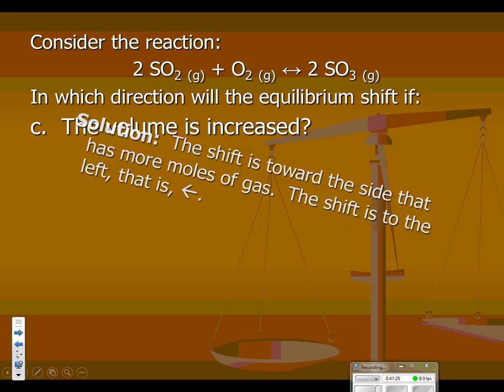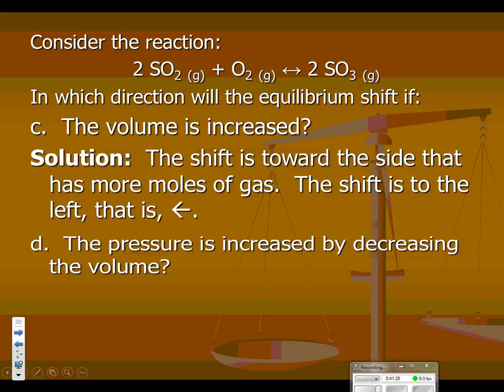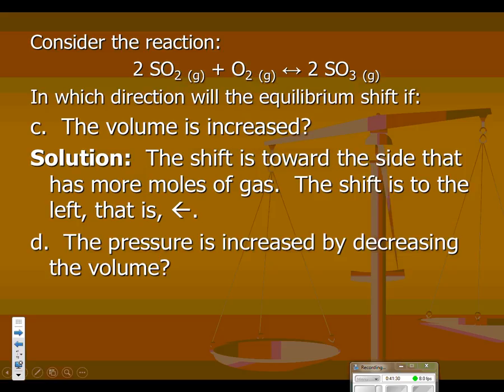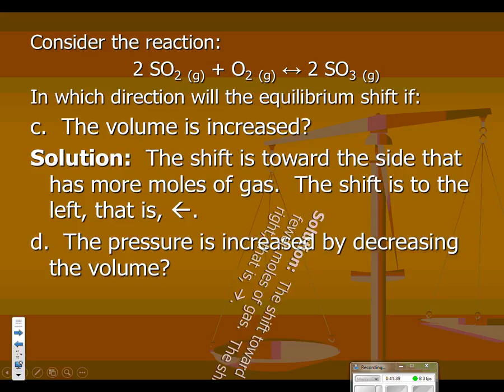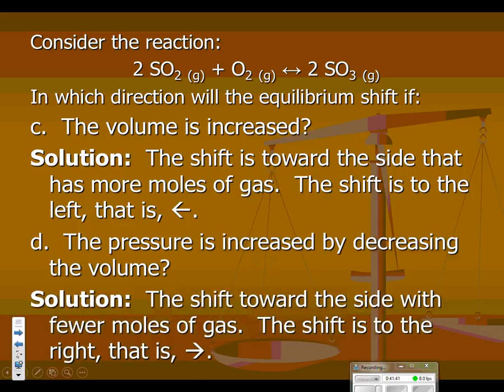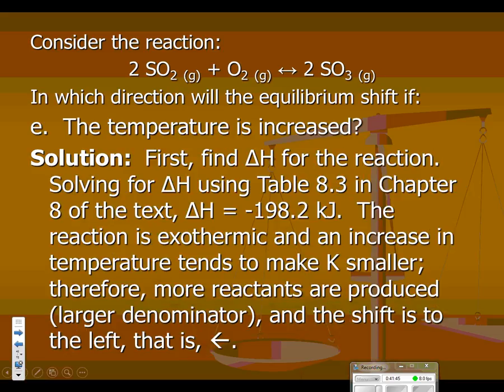Okay? All right, here's another one. The pressure is increased by decreasing the volume. It's going to be the opposite, which is? Right. It'll go to the right. So it'll go from 3 gases to 2 gases.